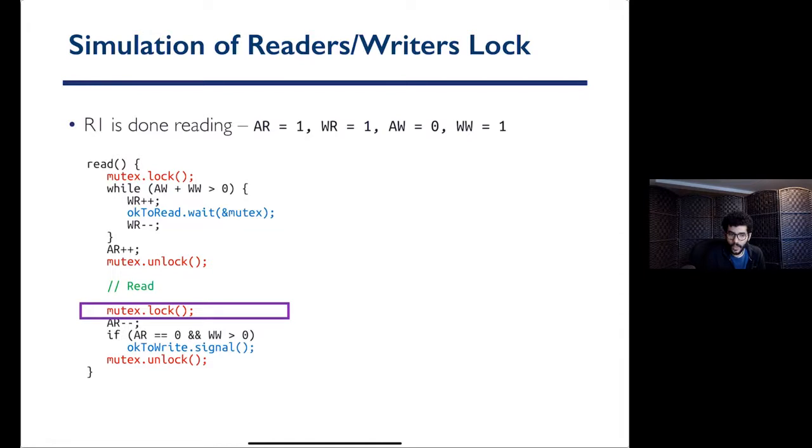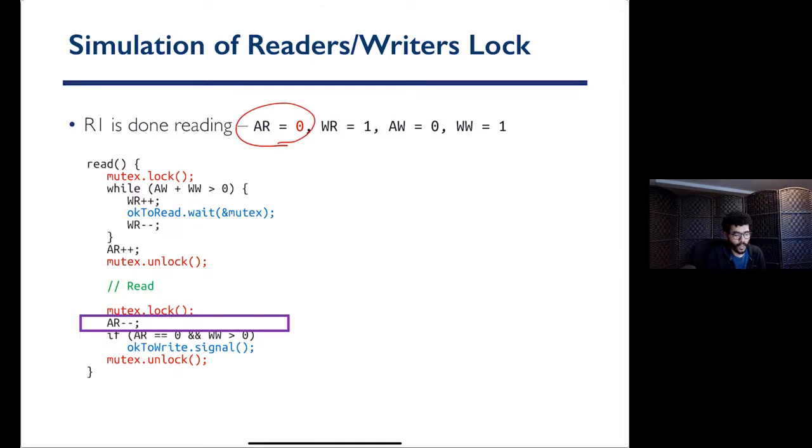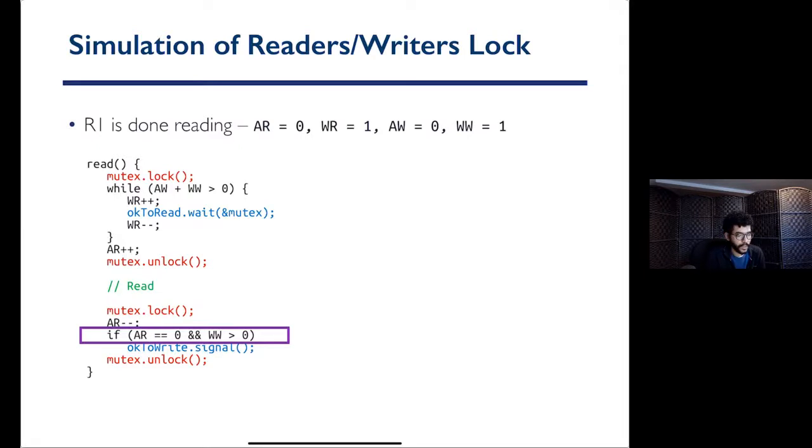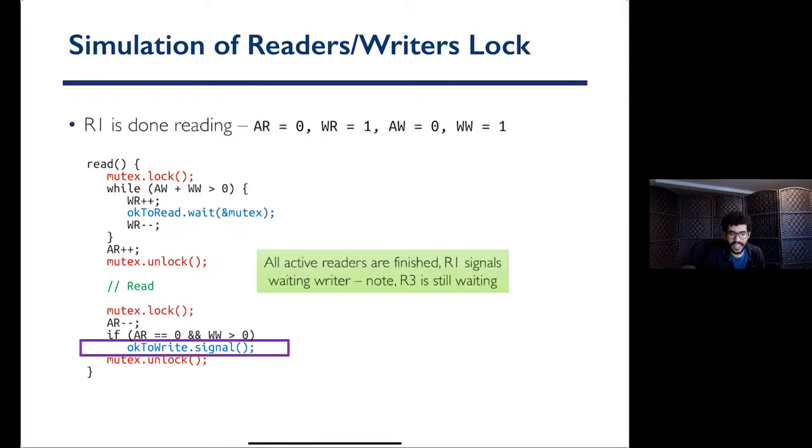Now, let's say R1 wants to get out. R1 also decreases active reader. Now active reader is 0. Now there is no other active reader, but there is a waiting writer. So we send a signal to the writer. This means that writer 1's state changes from waiting to ready.